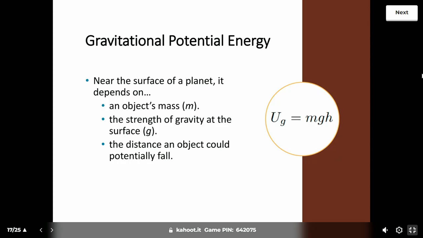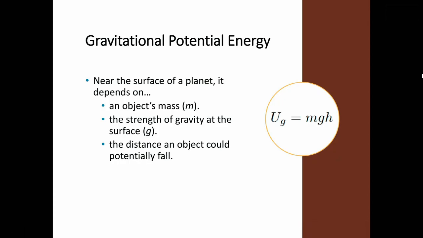Okay, so the next type of energy we're going to talk about is gravitational potential energy. Today we're going to talk about it near the surface of a planet. Next time we're going to talk about the more far-reaching case, like what happens when you have gravity between planets or between the sun and a planet. But near the surface of a planet, it just depends on the object's mass, the acceleration due to gravity, and the height above the ground.